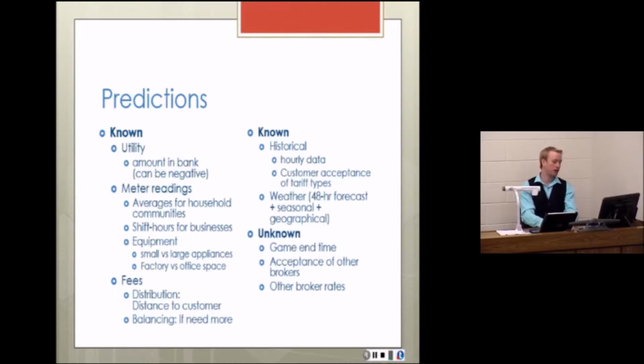So other unknowns is the game end time, like I mentioned. You don't know the acceptance of other brokers and the other brokers' rates. So for instance, if customer B wants to take your money right now, I don't know that. I just know that they didn't accept my bid.